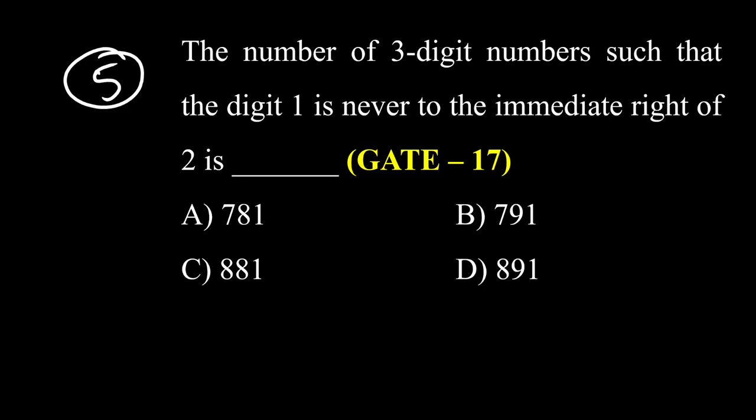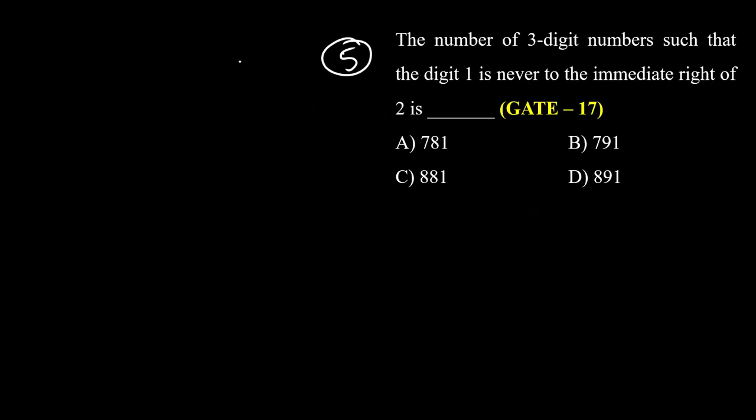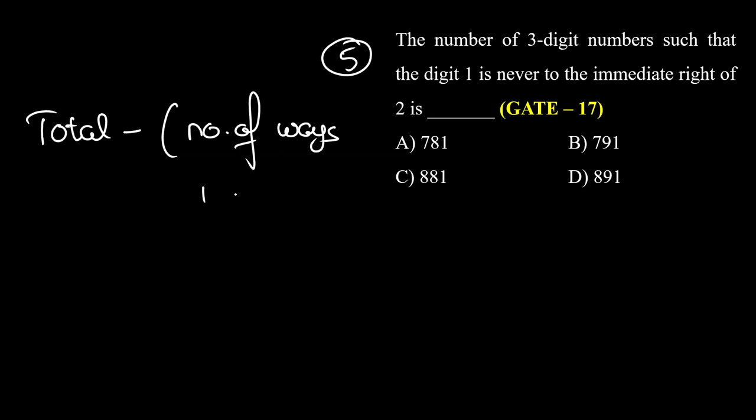I'll give a clue. Probability of success is 1 minus probability of failure. What is 1 there? 1 means total probability overall. Here, 1 is immediate right of 2. You want, among total, subtract the number of ways 1 is immediate right of 2.